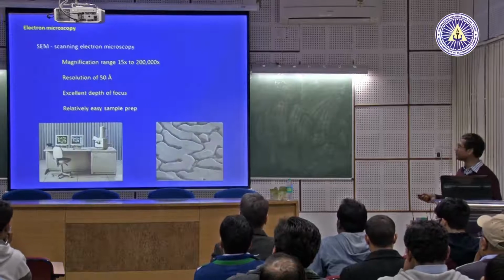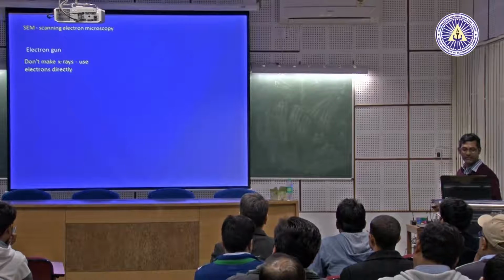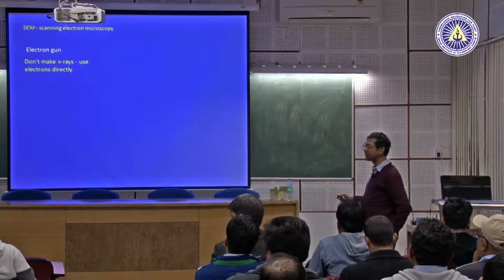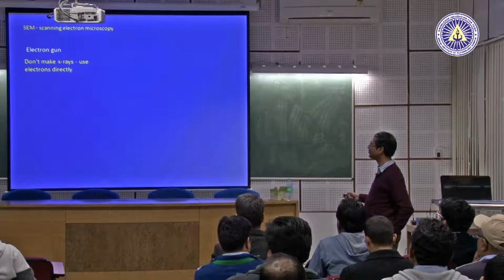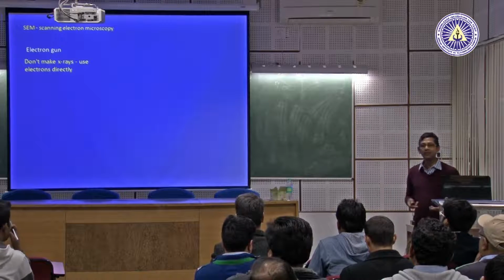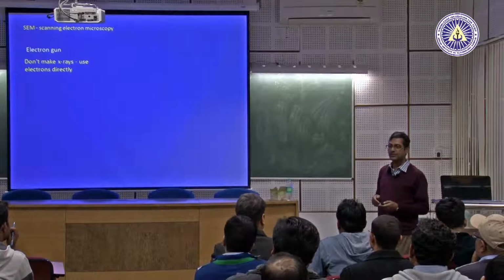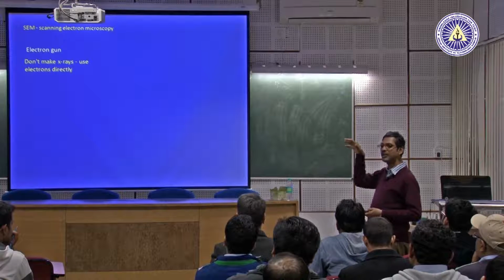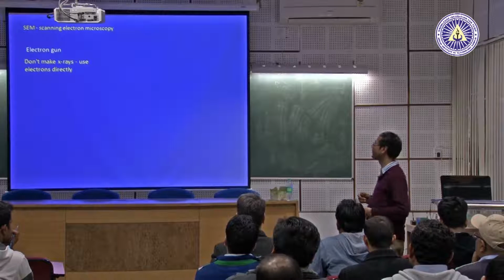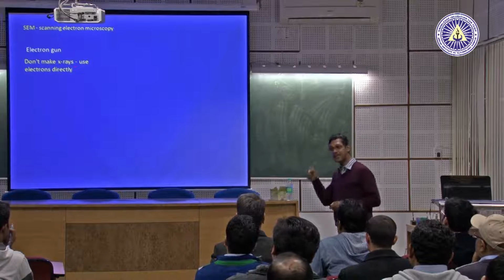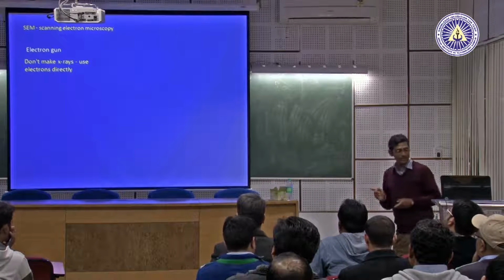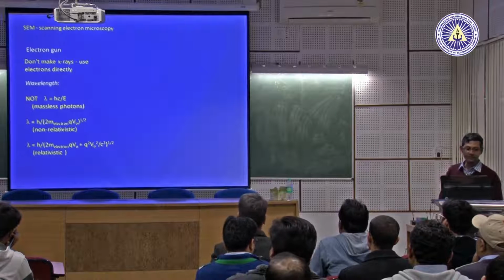So what does this machine which I showed you have? Basically it has an electron gun. It has to produce electrons. We don't use X-rays like in X-ray diffraction. We use electrons directly. In X-rays also you use electrons, right? An X-ray tube is basically where you hit electrons on a particular metal and create X-rays. But here we don't do that. We rather use the X-rays to analyze the material. So the electron gun is very important. We'll spend time on that.